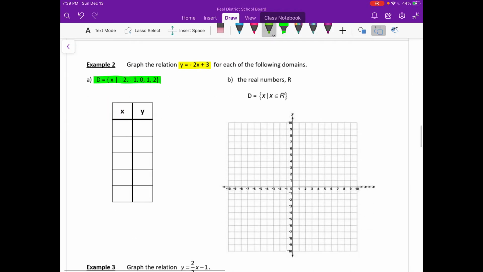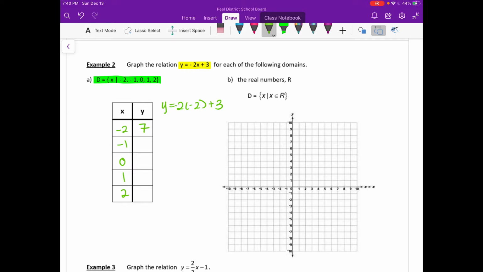And I'm going to do it in green. So I'm going to say x is equal to negative 2, negative 1, 0, 1, 2. Okay, if that's my domain, I need to make sure it's a discrete function. So I'm going to say y is equal to negative 2 times negative 2 plus 3, right? So that's negative 2 times negative 2 is positive 4 plus 3 is going to give me 7. And I'm just going to do it for all of them.